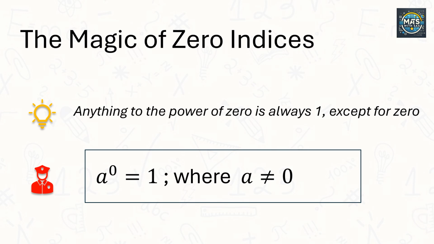This means that even a large number, such as 1 million, when raised to the power of 0, is still equal to 1.